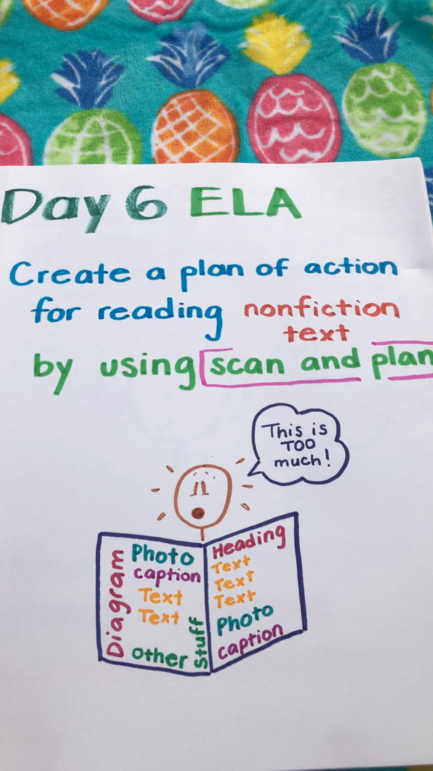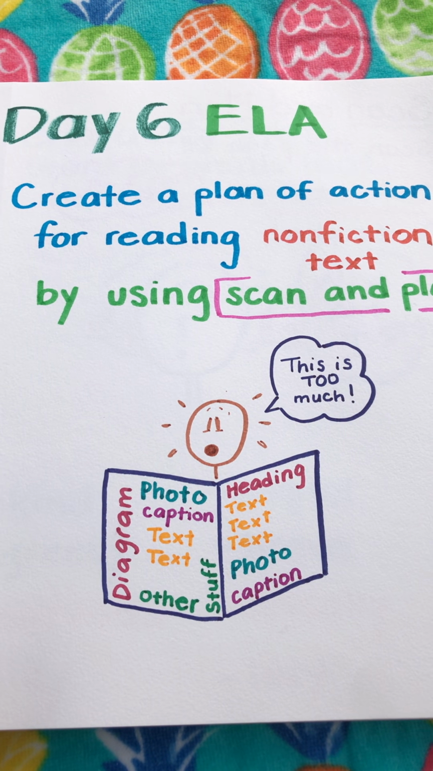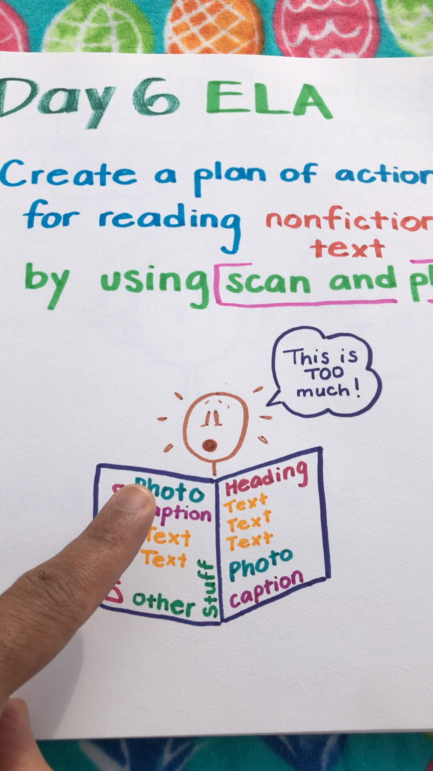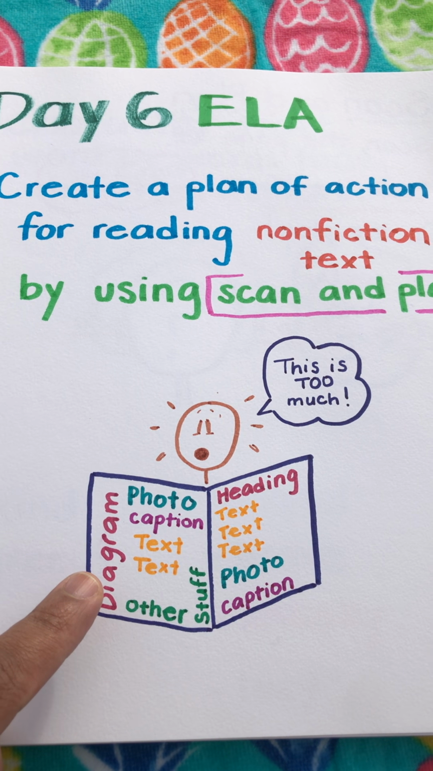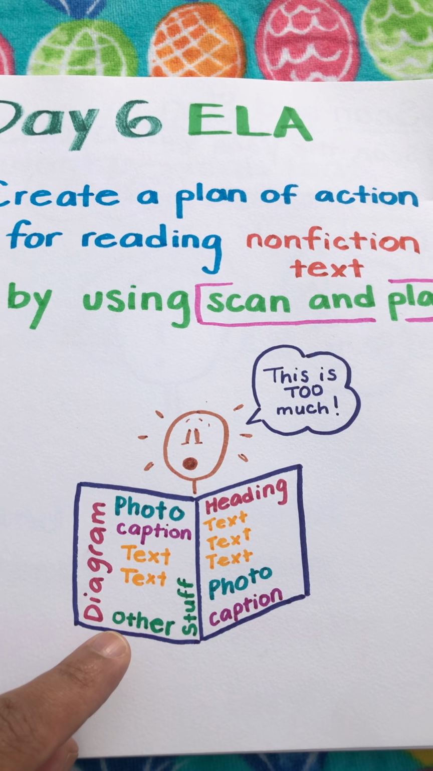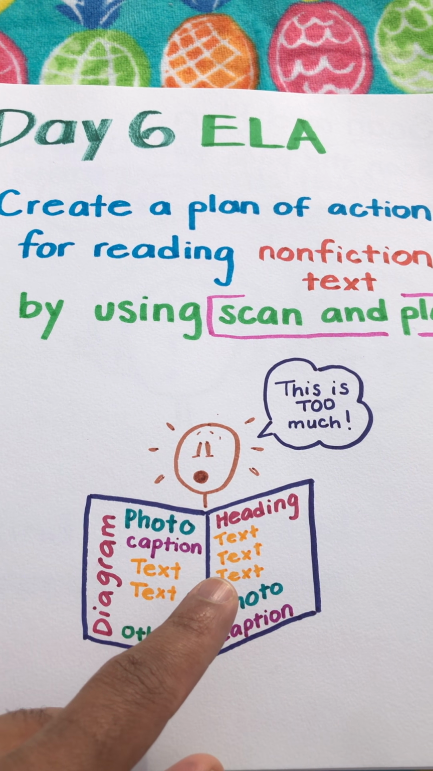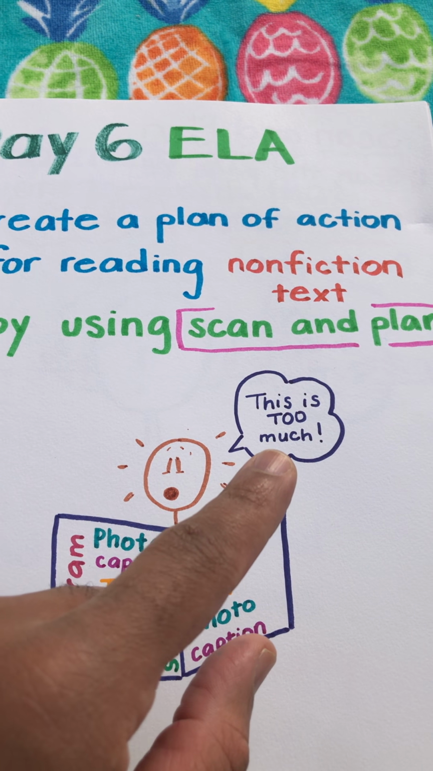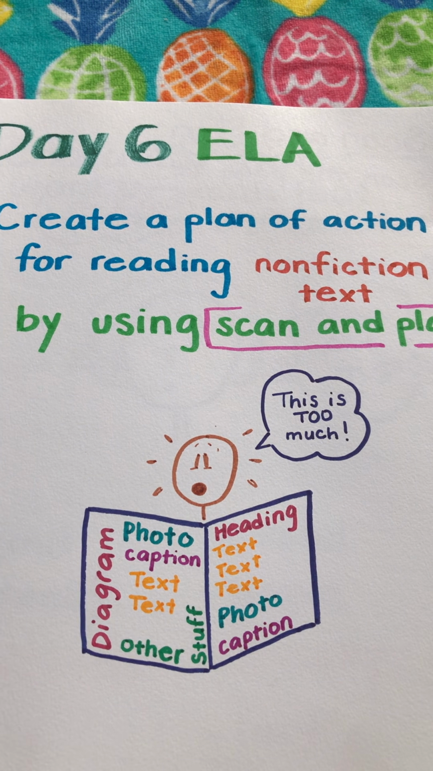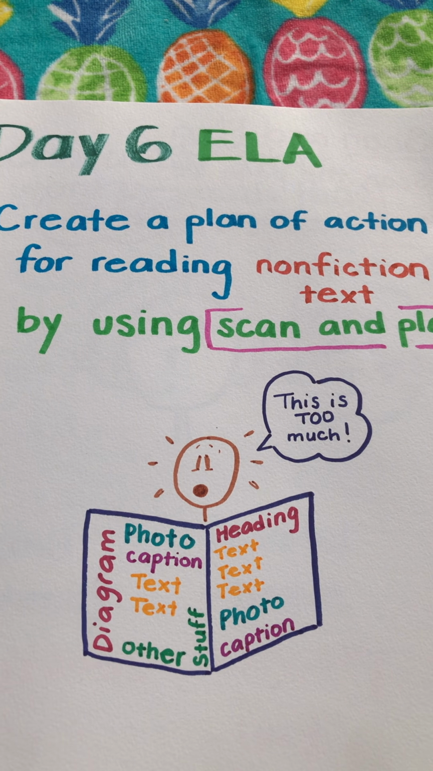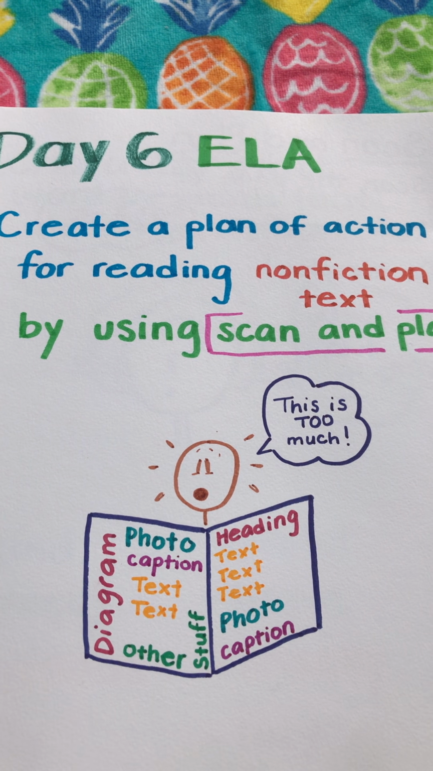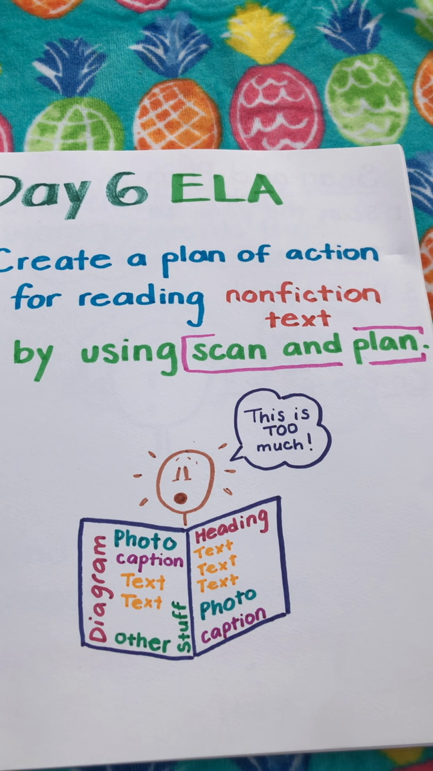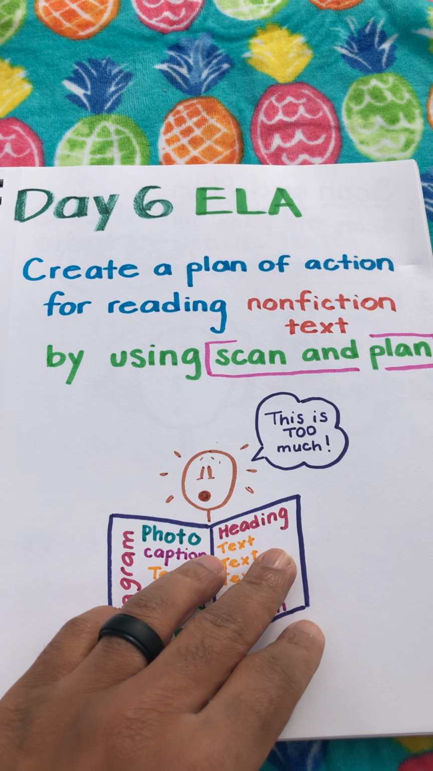I don't know if you've ever felt like this, but sometimes when I'm reading a nonfiction text, I find that it has just so much information on it. It has photos and captions and diagrams and text and more text and just random other stuff, headings, text, photos, captions. Sometimes I feel like this is just too much. Have you ever felt like that when you look at a nonfiction text? Well, today we're going to give ourselves a strategy to better understand all of that information, and the strategy is called our scan and plan.